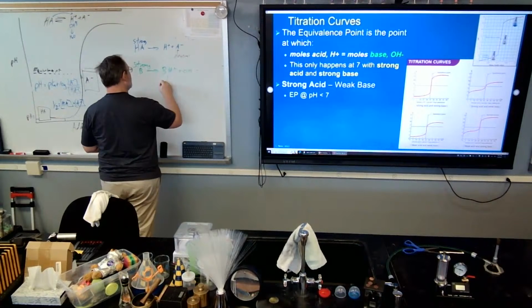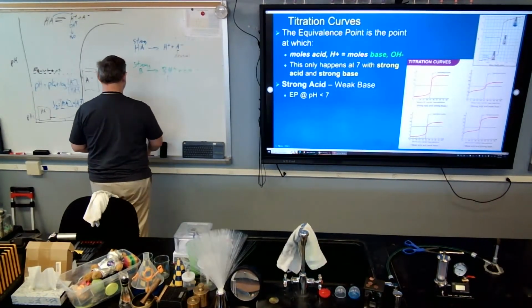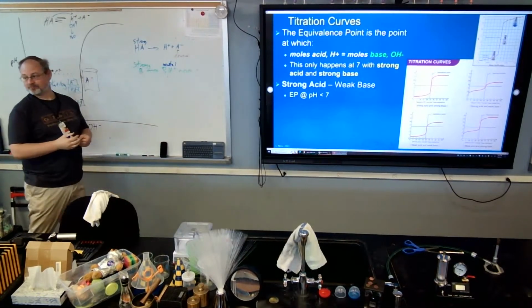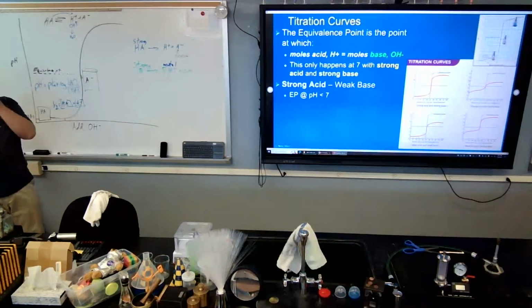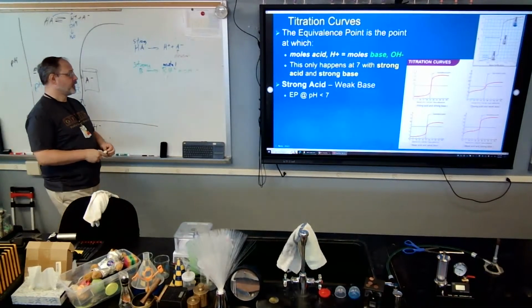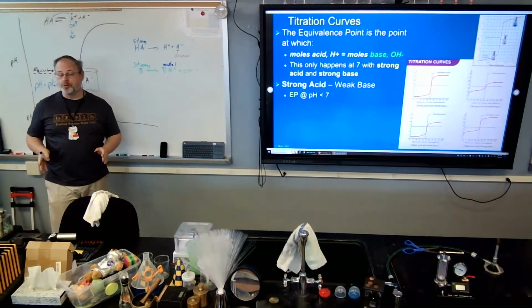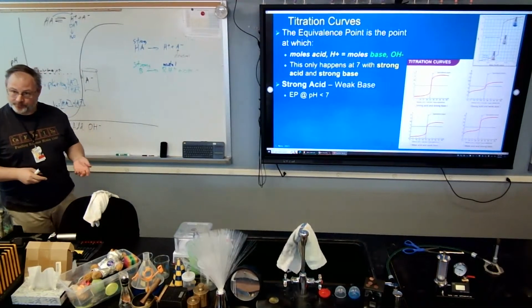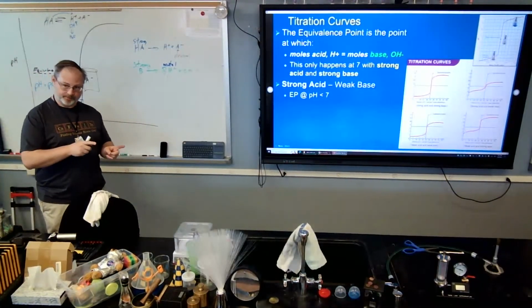A strong anything makes a neutral conjugate. We talked about this a couple of times. Super important. Strong acids make neutral conjugate bases. Strong bases make neutral conjugate acids. But then we have the weak.